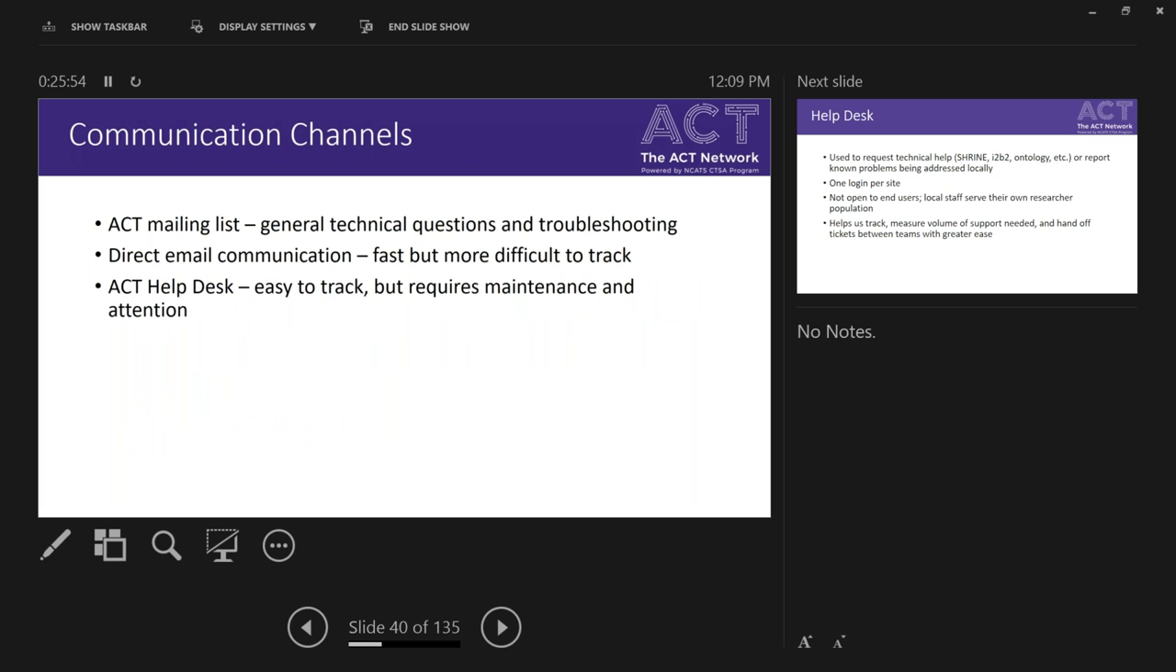So for communication channels, you've got an ACT mailing list. If you're not familiar with these, we can get you familiar with them. We also do some direct communications. There may be times, especially for wave 3 or wave 4, when we might ask you to use the Jira help desk, or we may say there is a time crunch, so just work with Sam and copy Elena and myself on it. And then we also have the ACT help desk. It's easy to track, but that requires some maintenance on its own. So we're trying to get a feel for how to be efficient, but also track what we're doing, so that nobody falls through the cracks and we don't support you, while also getting things done when we need to.